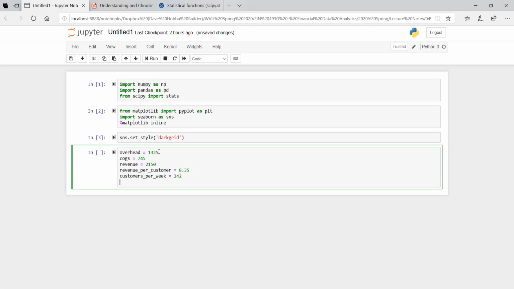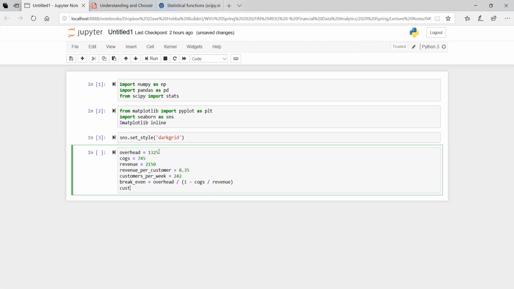So now the break even. To break even, it would be the formula: overhead divided by 1 minus our COGS divided by our revenue. This would be our break-even amount. Let's say customers to break even would be equal to, remember we want to do the ceiling, so we want to round up, a break even divided by revenue per customer.